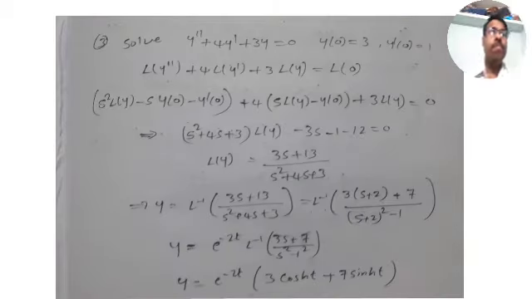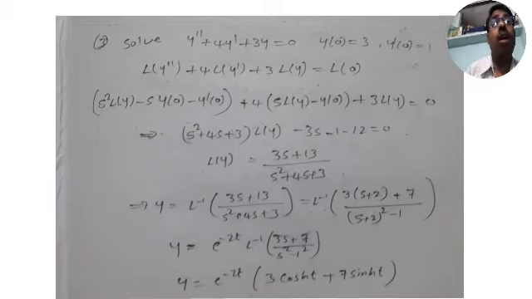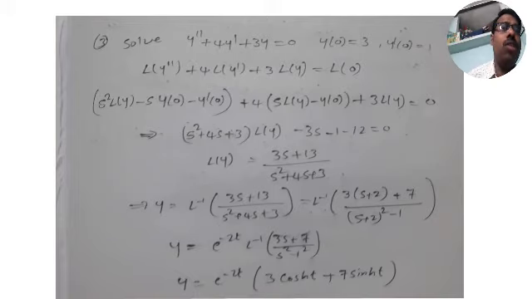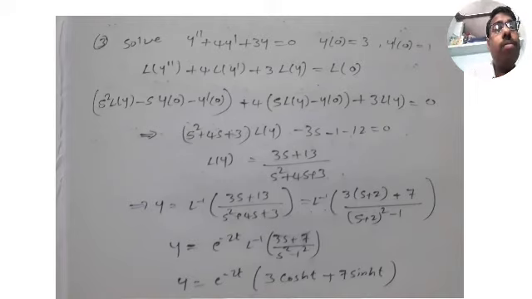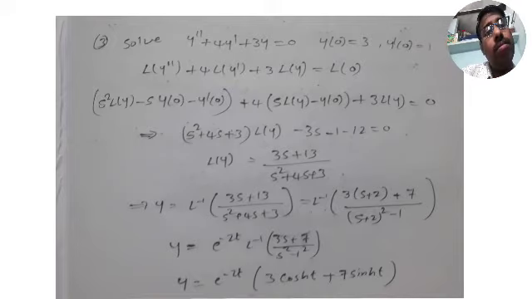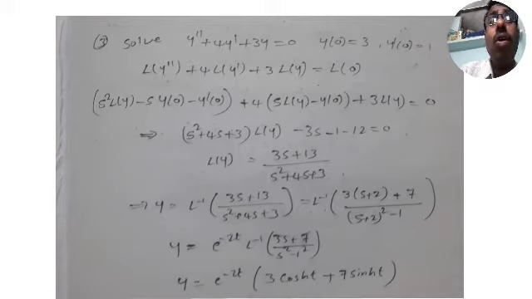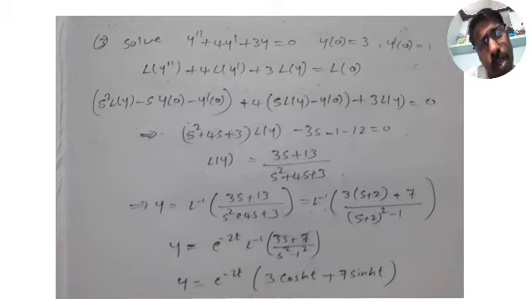Now the third problem. Solve y double dash plus 4y dash plus 3y is equal to 0 with given y of 0 is equal to 3 and y dash of 0 is equal to 1. Right hand side 0 means, yes, it is a homogeneous differential equation. This is the last problem of homogeneous differential equations. Then let us go to the non-homogeneous ones also.